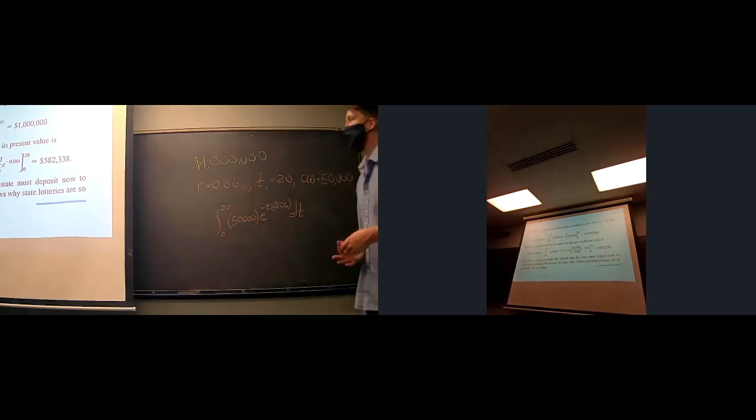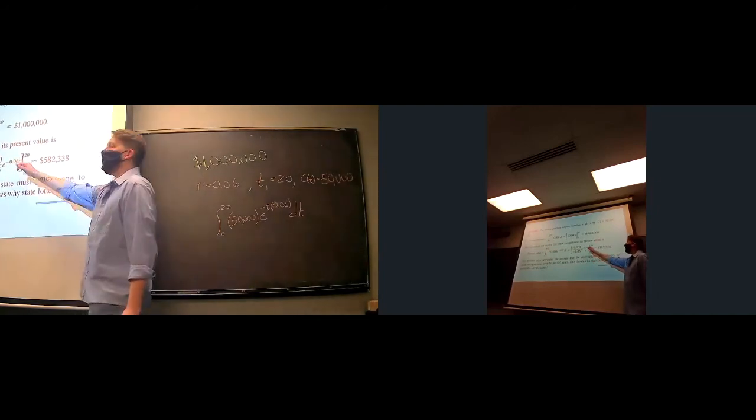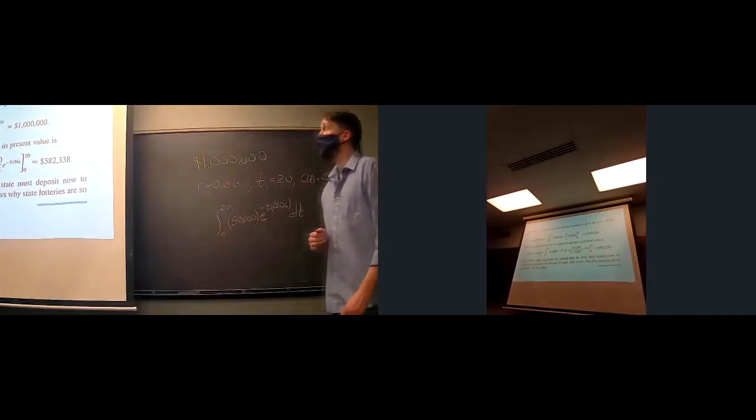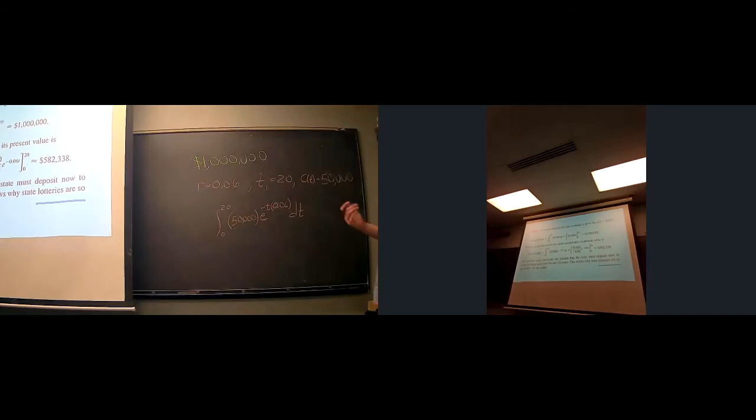So why does your state like lotteries? Because it says you won $1 million, but it pays it out to you really slow. So what you really won is about half that. Make sense? This is a way of them making more money off of it, really.